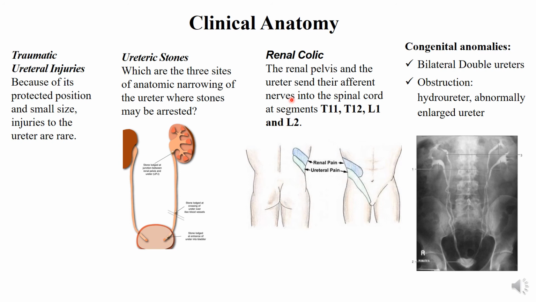In the renal pelvis and the ureter, if there is a colic, there will be a spasm of the smooth muscle, or there is a distension of the pelvis or the ureter, then they will send the impulse through the afferent nerve into the spinal cord segments T11, T12, L1, and L2.